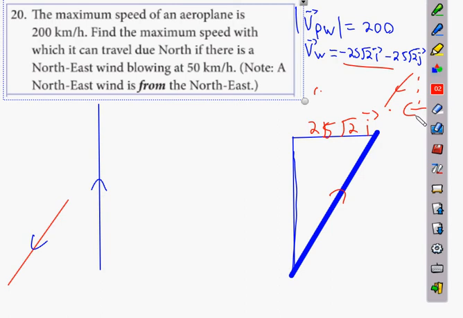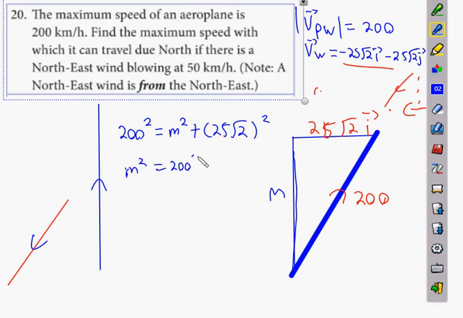Now what's left is how fast we go straight up. So we can go 200 kilometers an hour. Will somebody do Pythagoras' theorem here? We'll figure out what this speed is. Let's call it m. So 200 squared equals m squared plus 25 root 2 squared. M squared therefore is 200 squared minus 25 root 2 squared. So take that and square root it.